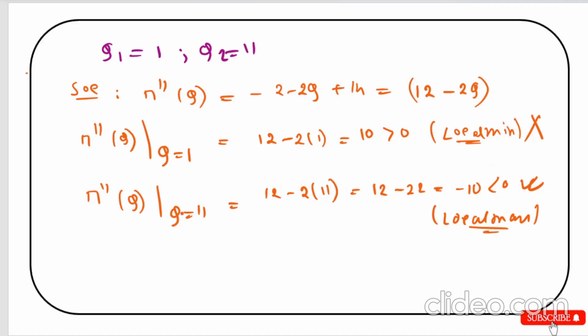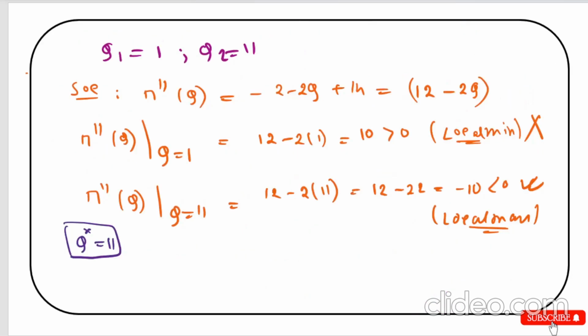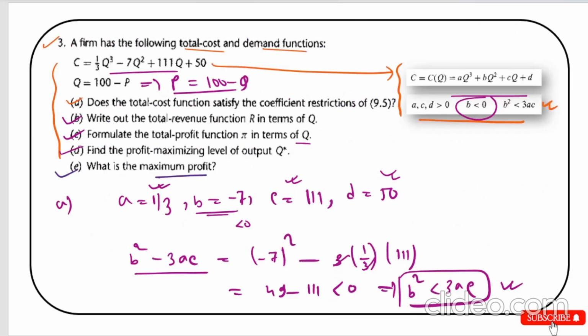So at q equals to 11, what you get from here is that at q equals to 11, your profit function is maximized because it satisfies both the first order condition and the second order condition. And the final part says that this is the profit maximizing output you have, right? And the final part of the question says, what is the maximum profit?